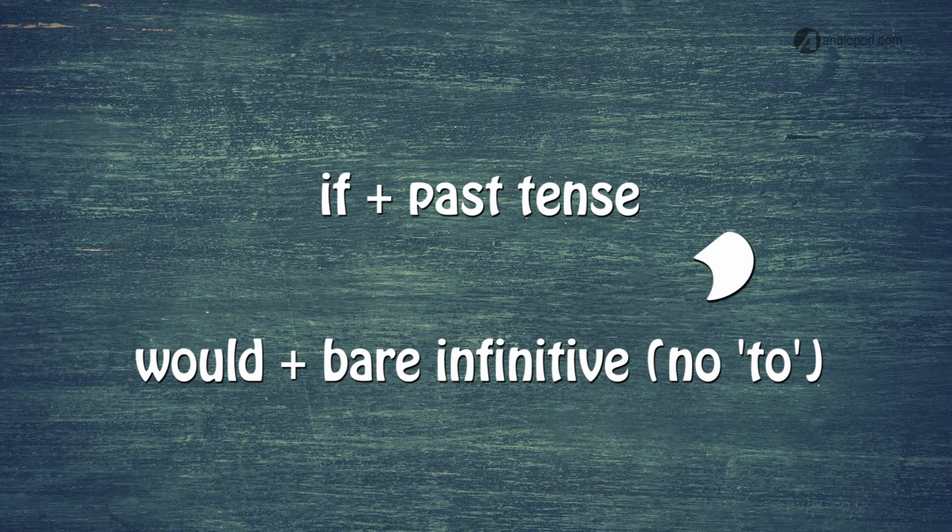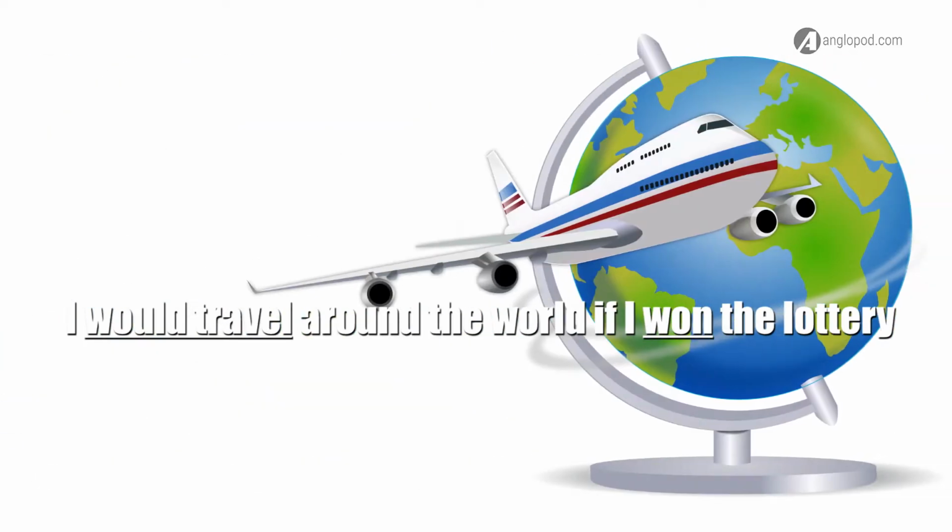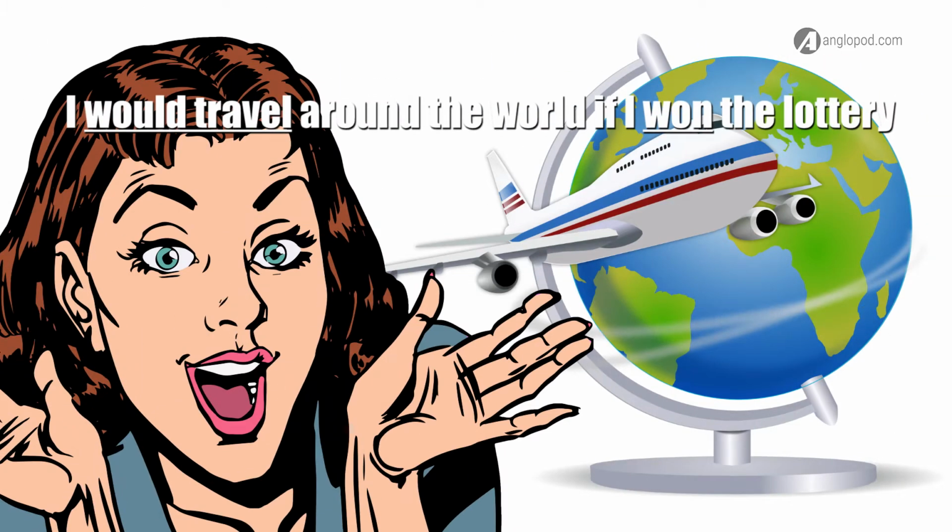As with other conditional sentences, you can change the position of the if clause and the main clause. So you can start with the main clause and then put the if clause after the main clause. But in this case, there's no comma. I would travel around the world if I won the lottery. Okay, that's quite straightforward, I hope, not too complicated.